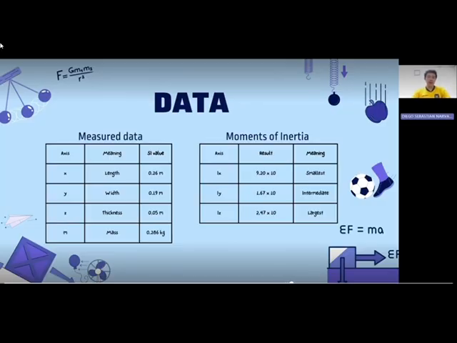equals 0.286 kilograms. Using the formulas for a rectangular prism, we obtain I sub x equals 9.20 times 10 to the minus 4 kilograms meter squared, I sub y equals 1.67 times 10 to the minus 3 kilograms meter squared, and I sub z equals 2.47 times 10 to the minus 3 kilograms meter squared. So the order is I sub x is less than I sub y is less than I sub z. And now, here are the calculations.